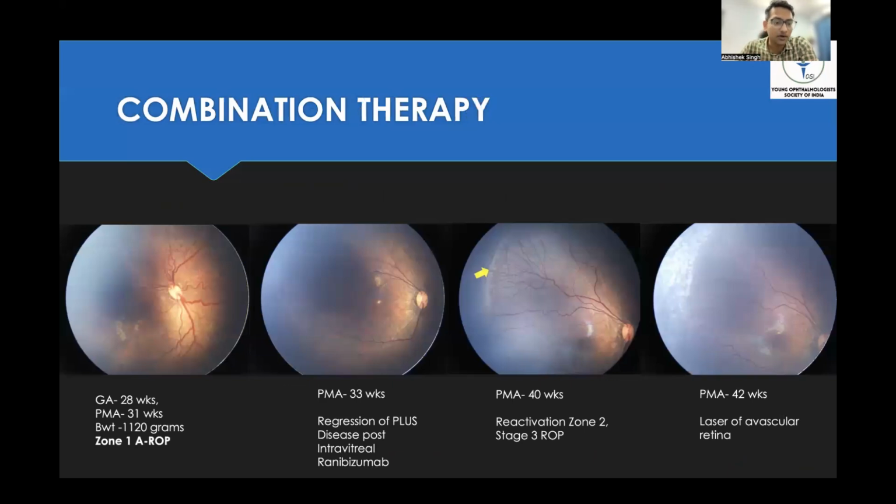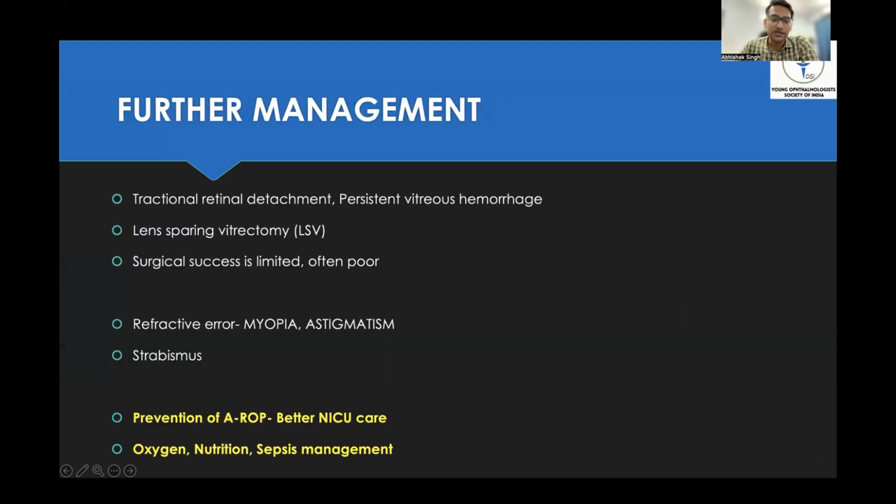Here is an example of a combination therapy where the baby was diagnosed as zone 1 aggressive ROP and treated with intravitreal ranibizumab. You can see the decrease in the features of plus disease in the second image. By 7 to 8 weeks after administering the anti-VEGF agent, you can see there is peripheral growth of vessels, but now there is a stage with brush border new vessels, which has subsequently regressed with a nice laser of the avascular retina.